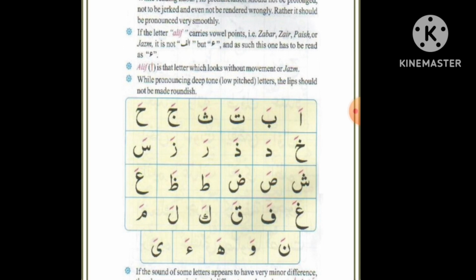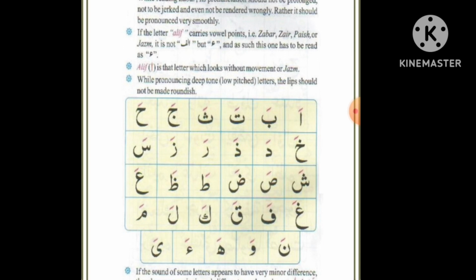Okay, so as you can see in this image, the letters until now we read: alif, ba, ta, sa, jim, ha, kha, dal, zal, ra, za, sin, shin, sad, dad, ta, za, ain, ghain, fa, qaf, kaf, lam, mim, noon, waw, ha, hamza, ya. We read this way. But you can see that in this image there is a slanting line, a small stroke above the letter. Okay, so this is the vowel sound.